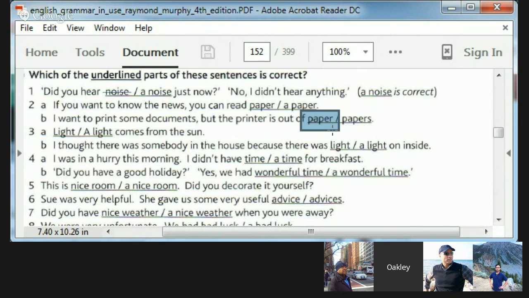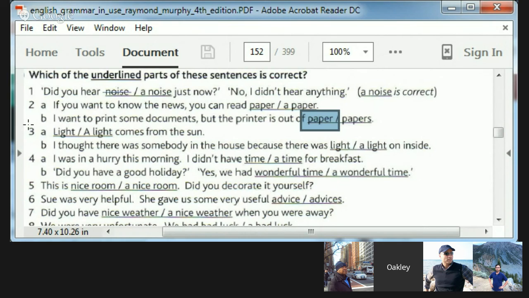I have 3 papers to do for class tomorrow. So there's other meanings of paper we didn't even talk about where it can be countable as well, like assignments, homework. Okay, when you write an essay, we call those papers, or documents. Sometimes they're just called papers.